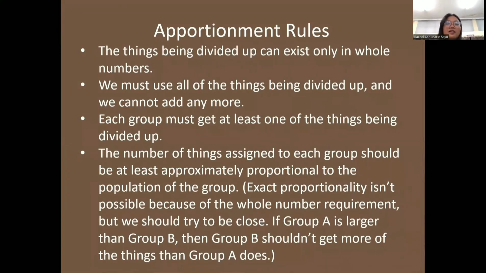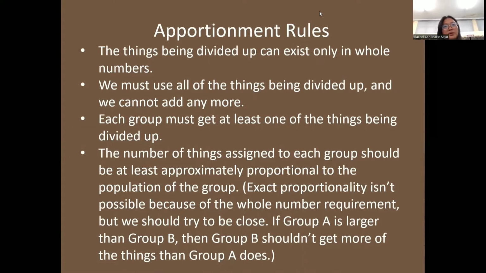First things first, the thing being divided up can exist only in whole numbers. When we say whole numbers, there are no decimals or fractions, just whole numbers. Second, we must use all of the things being divided up and we cannot add any more. Next, each group must get at least one of the things being divided up.